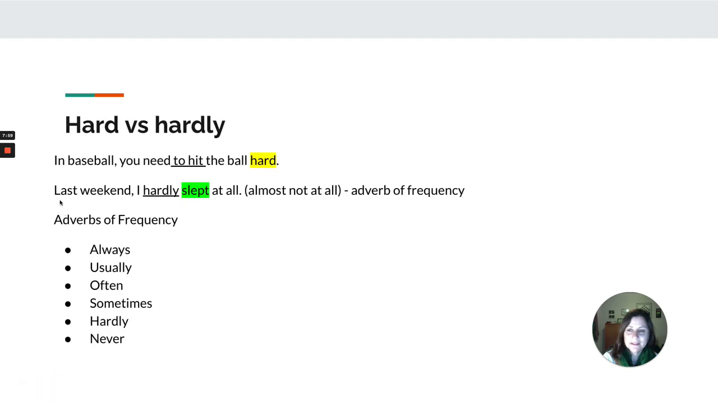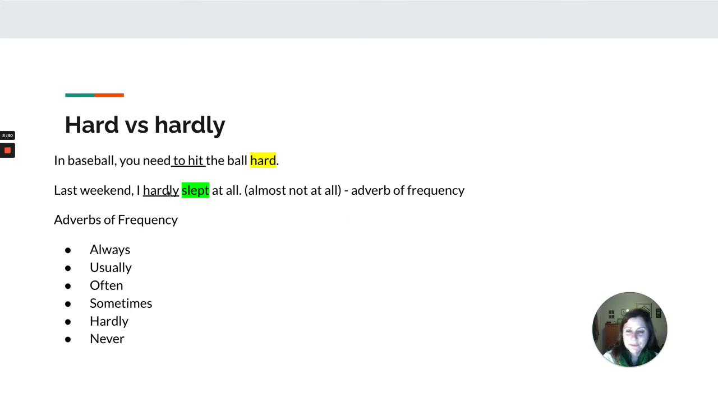Okay, hard. So there are two adverbs, hard and hardly. This one's an irregular one. In baseball, you need to hit the ball hard. That means with force. So this is an adverb. We don't add ly. It means really hard, like really impactful, powerfully. We also have hardly, and this means almost not at all, like rarely. Last weekend, I hardly slept at all. That means you almost didn't sleep at all, maybe like an hour or two, very little.